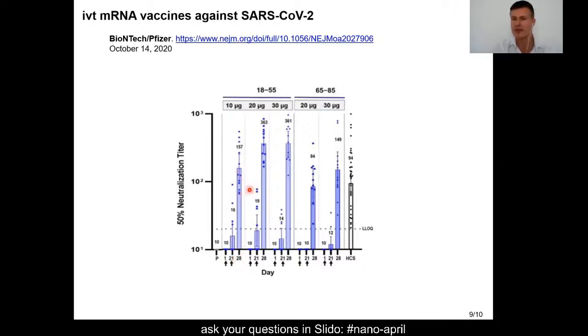all volunteers have neutralizing antibodies against SARS-CoV-2, even at the low dose of 10 microgram, but even higher at the 30 microgram, whether they are young or whether they are old. So this shows how strong the mRNA vaccine is, even at this low dose, in both young and elderly populations.